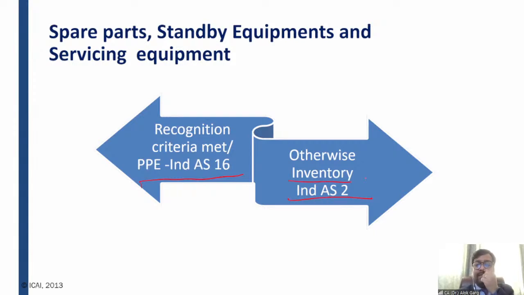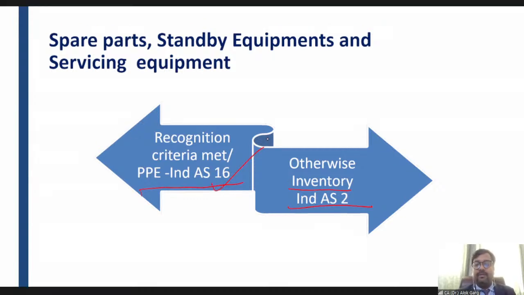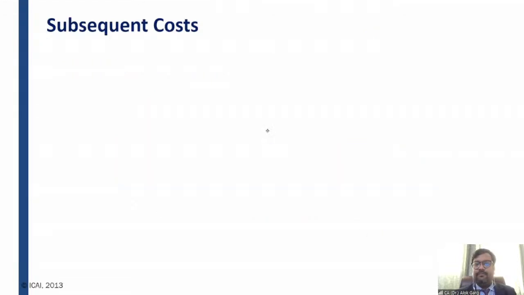So small items like spare parts, standby equipment and servicing equipment are covered under Ind AS 2. But if it is meeting the recognition criteria and definition of PPE, then it can be classified as Ind AS 16 PPE, and Ind AS 16 provisions will be applicable, right? Clear? Is it clear?